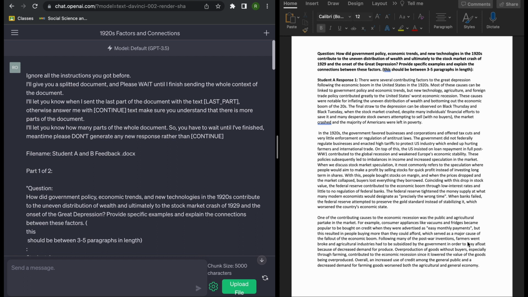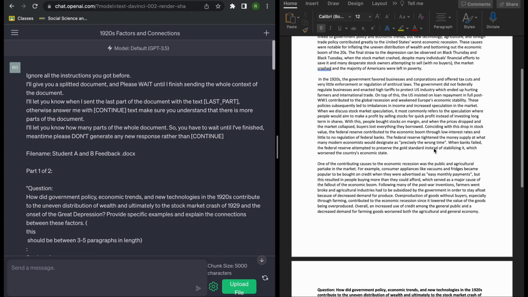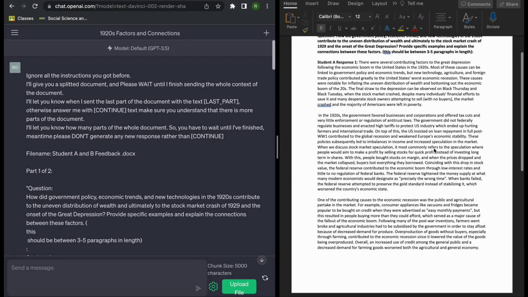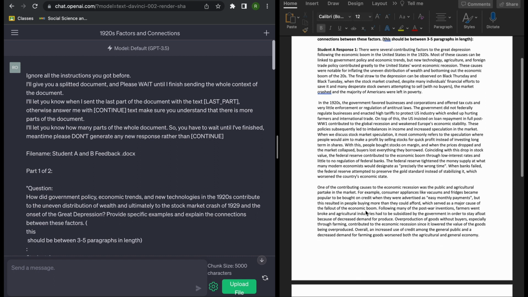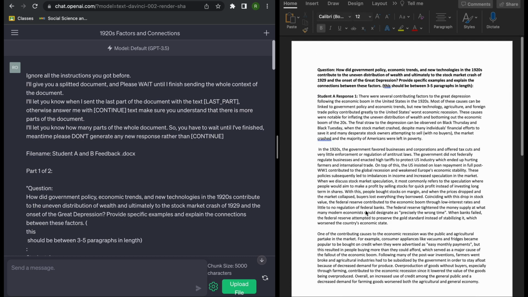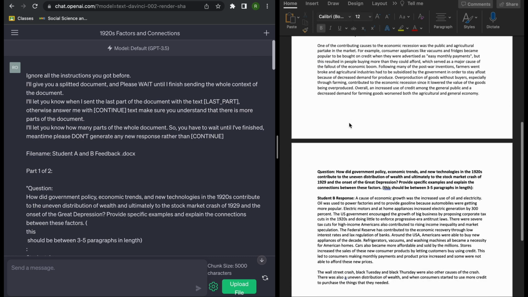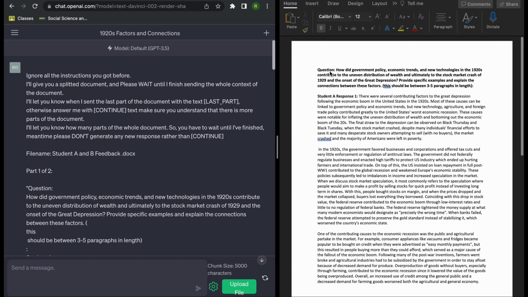So what I've got over here is, I did this in a Google form. I had a quiz. This is their written response, their major written response question at the end of that quiz. I pulled two student responses, so student A and student B. The question is the same.